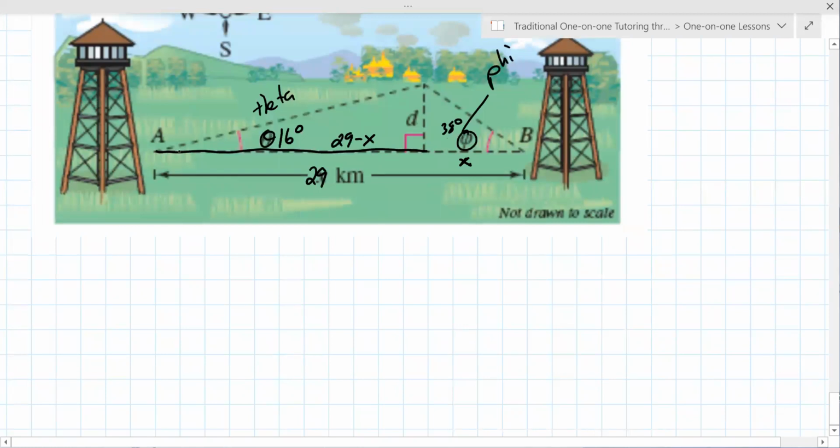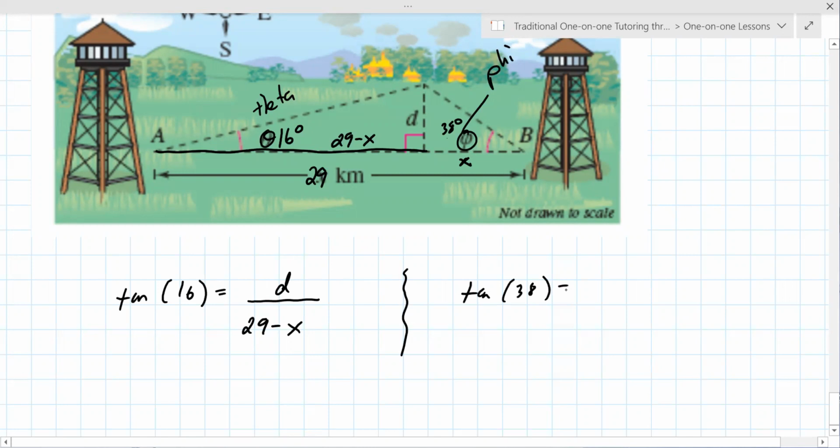So we'll just do this triangle on the left. The tangent of theta, and the reason I know it's theta, I'm going to do 16, is it's got to be the opposite and the adjacent. It's got to be the ones that we know or have letters for. So it's d over 29 minus x. The one on the right here is tangent of this other letter, 38, equals d over x.